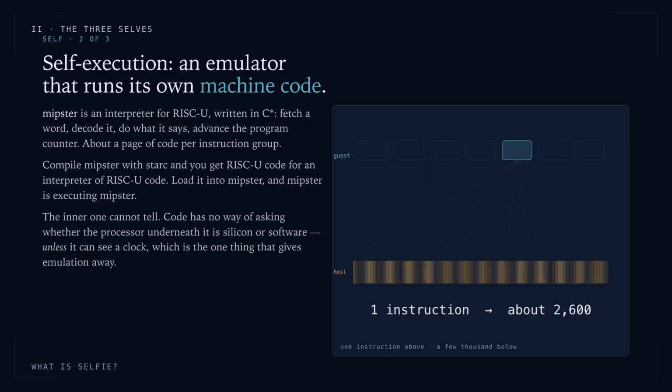And the inner one cannot tell. Code cannot ask whether the processor underneath it is silicon or software, unless it can see a clock, which is the one thing that gives an emulator away.